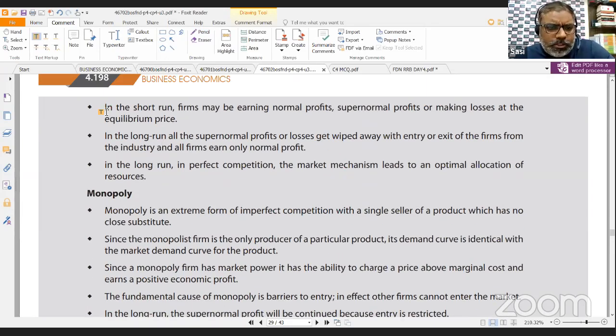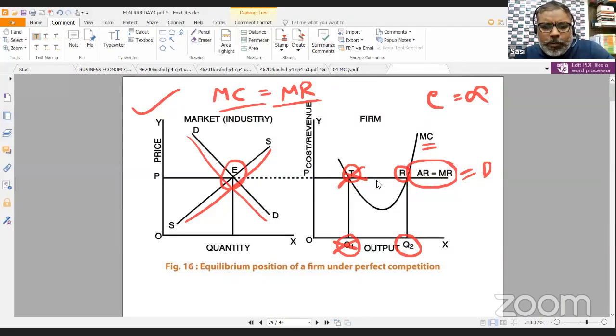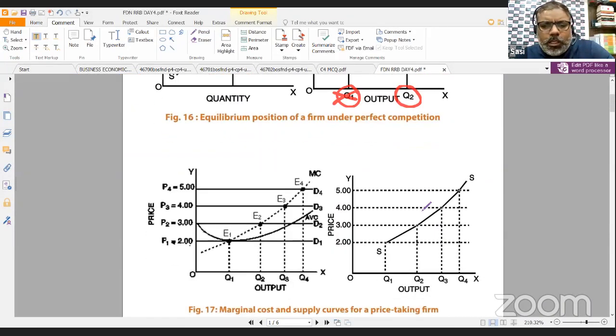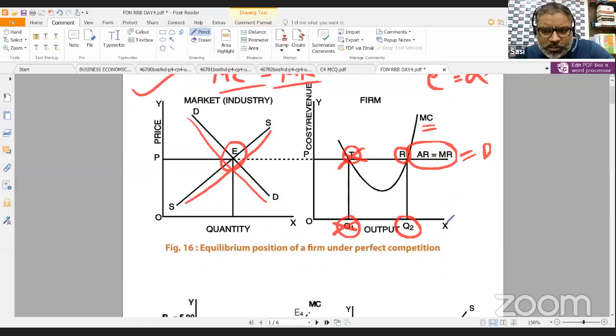Now, in the short run, a perfectly competitive firm may be earning normal profit, supernormal profit, or making losses at the equilibrium price. How will it make normal profit, supernormal profit, or even have losses? Let us look at that.